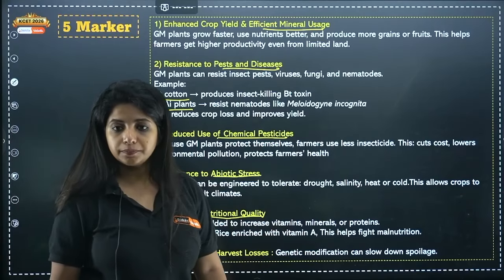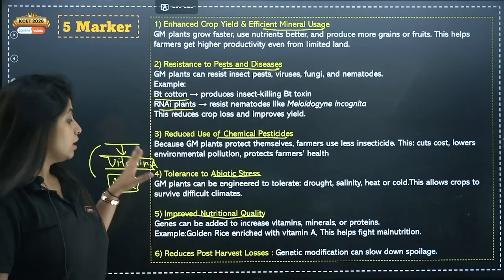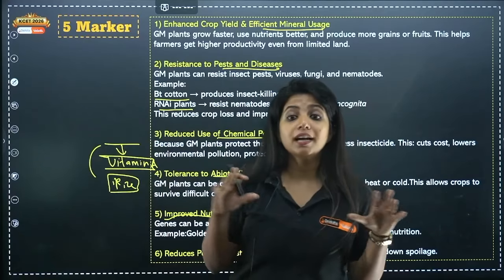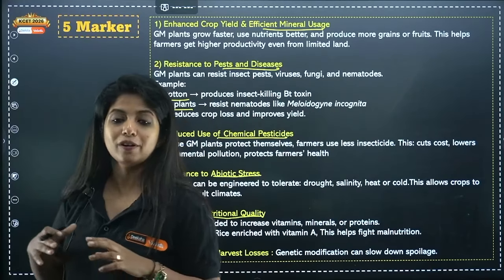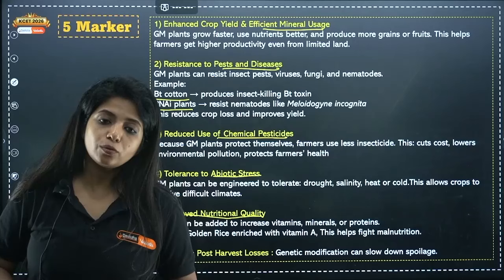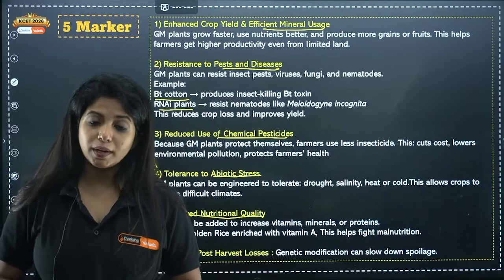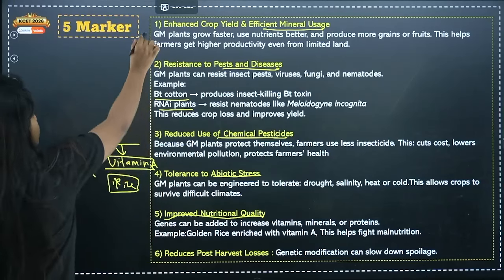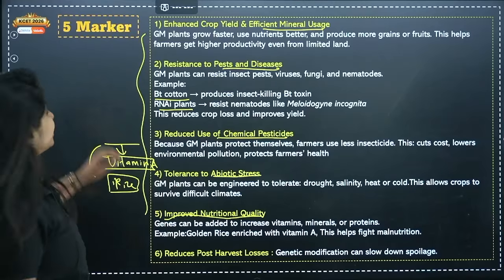Example is vitamin A. Okay, next thing, reduces the post-harvest losses. So genetically modified plants, my dear children, can again survive under moist conditions also. They can prevent the growth of fungi and things like that, which is why it will slow down the spoilage also. So these are the few points that you need to remember.